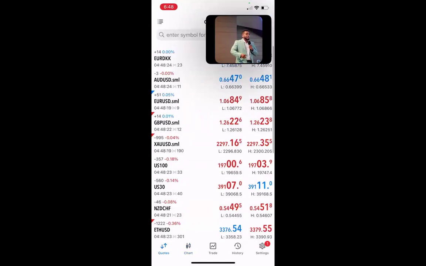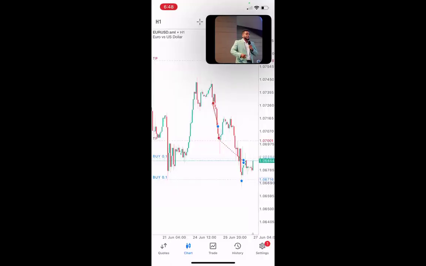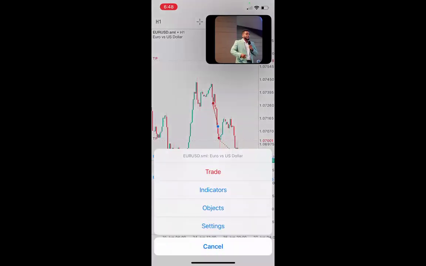Which is right here, EUR/USD. I'm going to press chart, and I'm going to take this trade. Press trade.